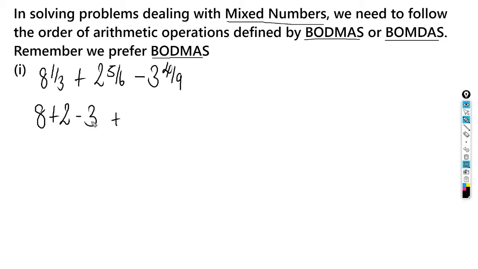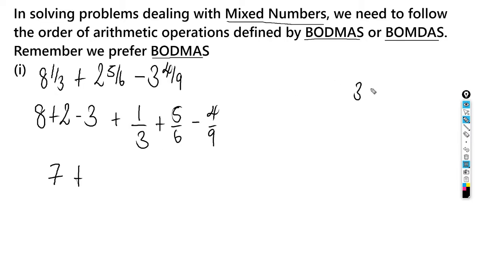Then since we're finished with the whole numbers over here, we add the fractions together, which is 1 over 3 plus 5 over 6 plus the negative 4 over 9. Cool? So when we add the whole numbers, we get 10 minus 3. 10 minus 3 would be 7, plus, okay, so we need to find the LCM between 3, 6, and 9.